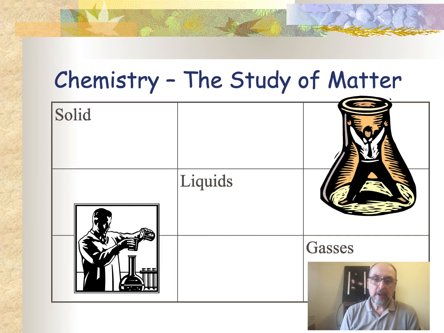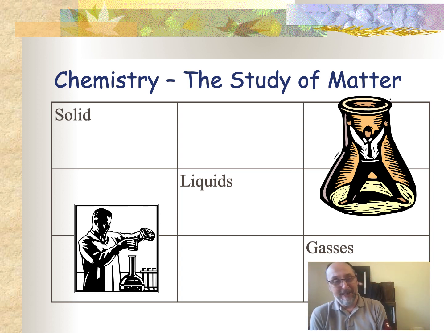What is chemistry? Chemistry is the study of matter, solids, liquids, gases, anything. Everything is made by small particles combining together to form these things. Chemistry is a physical science, very important on its own, very important for biology.